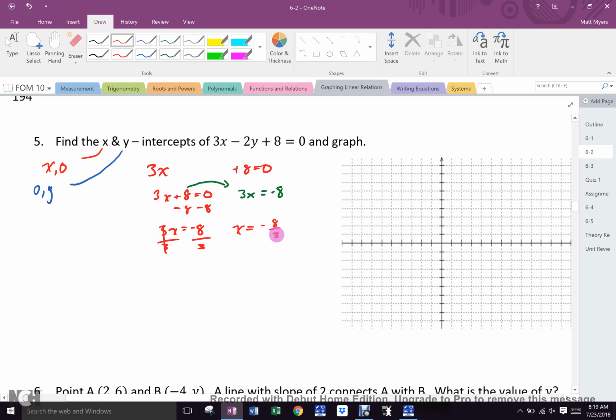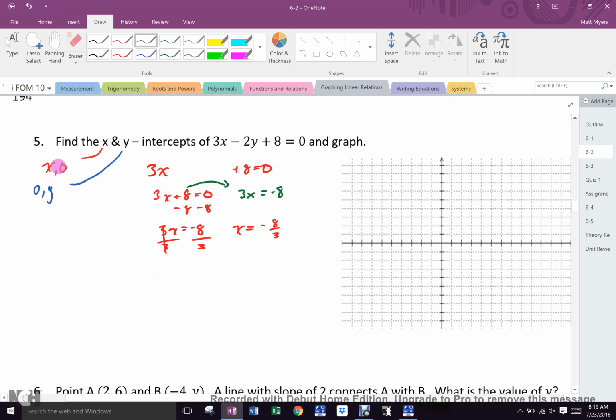Should I put that on the graph now? Why not? What about that makes it a pain to put on the graph? It's a fraction, right? It's not a whole number. So we're not going to put it on the graph right now, because we've either got to change the scale or we've got to guess how far along we are. So we're just going to leave it for a second. We're going to check the y value.